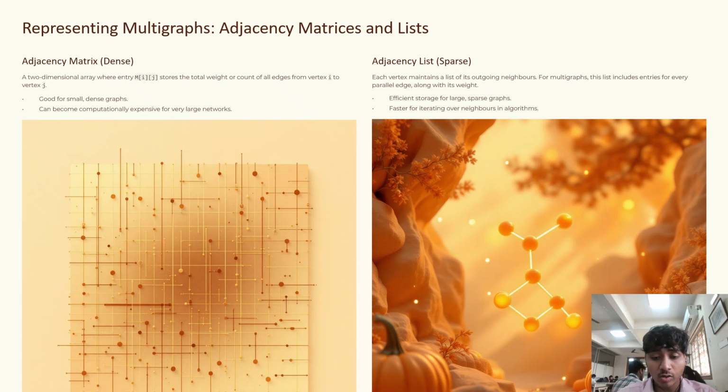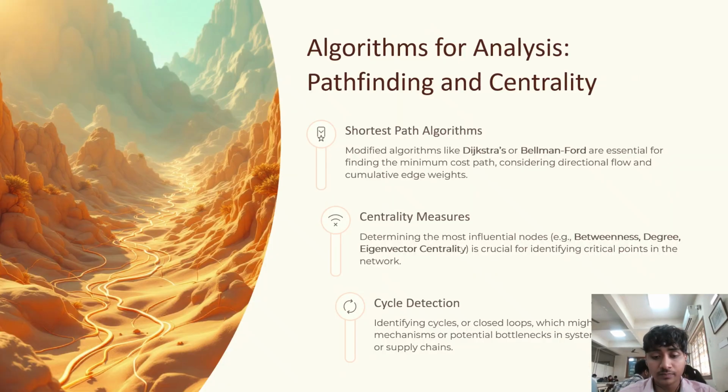We have two primary ways to represent a multigraph digitally: the adjacency matrix, a 2D array, where the array will store the total weight or count of edges from i to j. The adjacency list is more efficient for large sparse graphs. It maintains a list of outgoing neighbors, including entries for every parallel edge and its weight. Choosing the correct structure is vital for efficient algorithm execution and analysis.